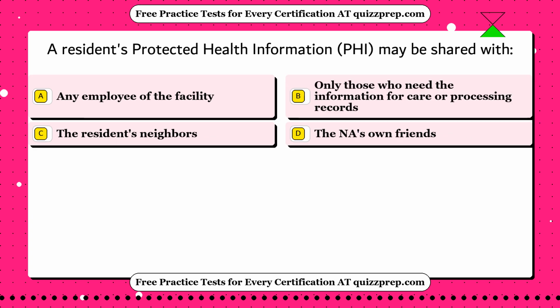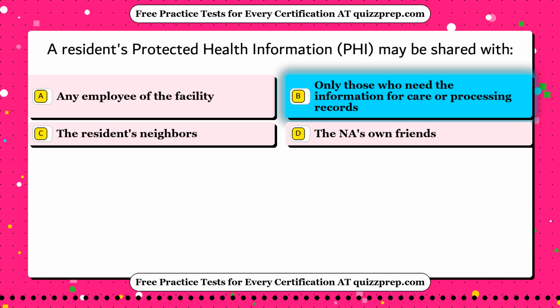Question 62. A resident's protected health information, PHI, may be shared with: Option A. Any employee of the facility. Option B. Only those who need the information for care or processing records. Option C. The resident's neighbors. Option D. The NA's own friends.